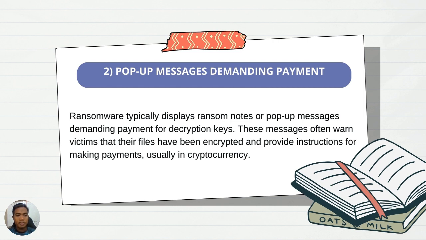Okay, next, pop-up message demanding payment. Ransomware typically displays ransom notes or pop-up messages demanding payment for decryption keys. This message often warns victims that their files have been encrypted and provides instructions for making payment, usually in cryptocurrency. For example, the CryptoLocker ransomware displayed a message demanding payment in Bitcoin in exchange for decryption keys. So this is for pop-up message demanding payment.